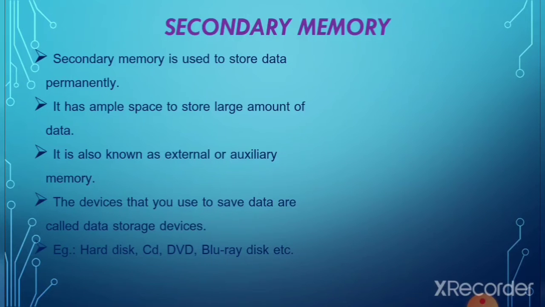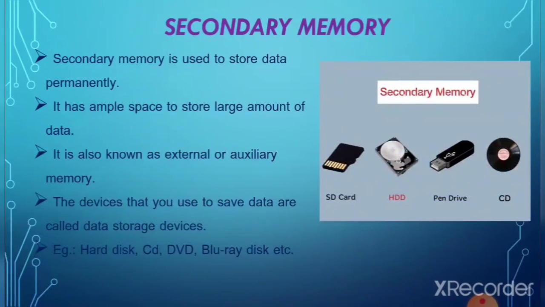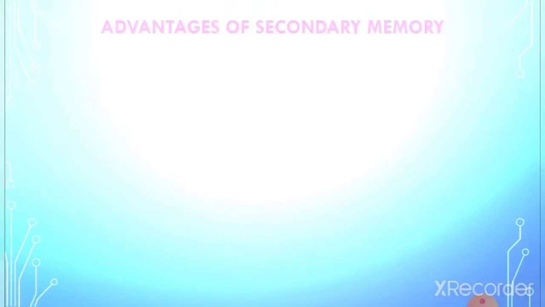And the devices that are used to store data as a secondary memory are called storage devices like hard disk, CD, DVD, Blu-ray disc, etc. That picture you can see on the screen. These all are the secondary memory storage devices.